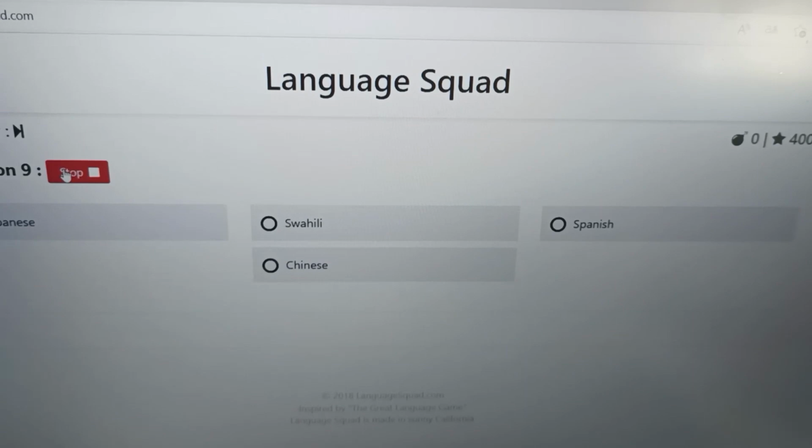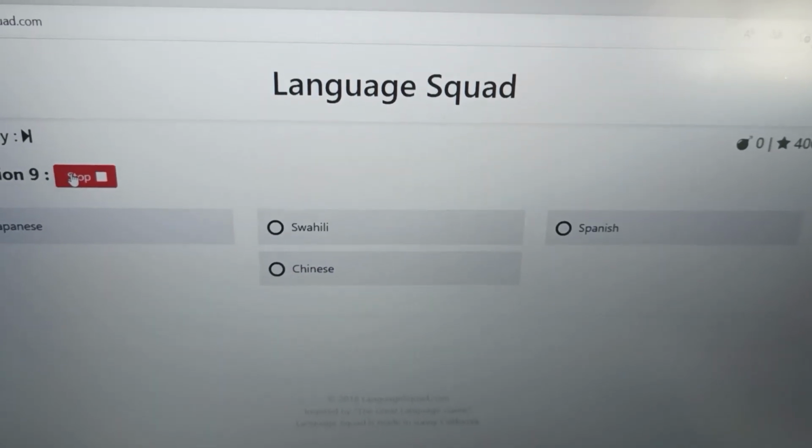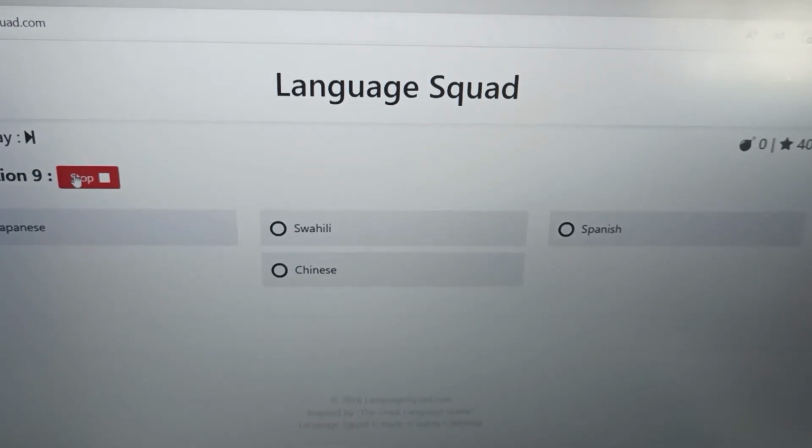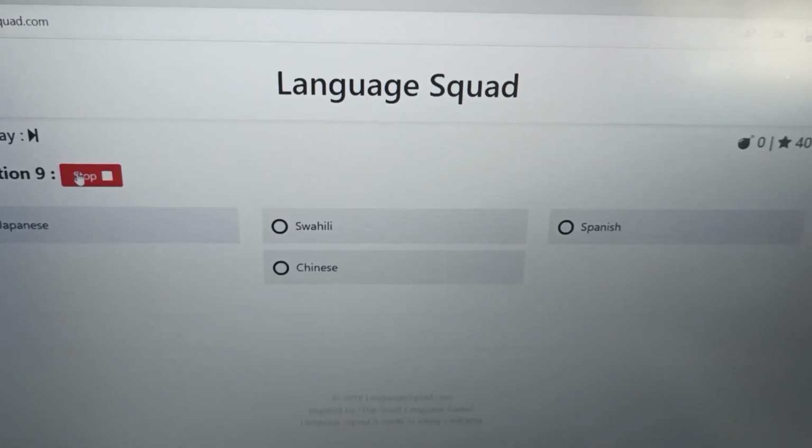Basi na ripoti mpya iliyotolewa kwa pamoja Alhamisi na mashirika mbalimbali ya Umoja wa Mataifa inaonyesha kwamba idadi ya vifo vya wajawazito imepungua kwa 40%.